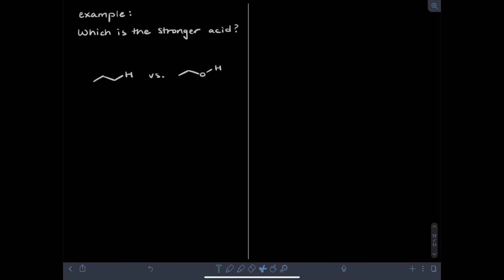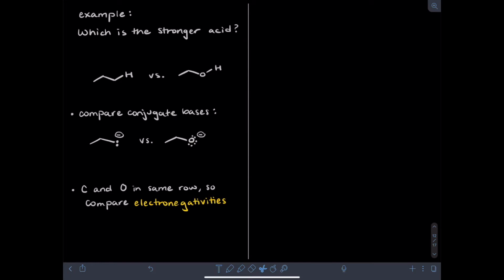As an example, let's consider which is the stronger acid, this carbon-containing molecule compared to an alcohol. We'll want to think about what is the conjugate base of each of these acids. The conjugate base of the carbon compound is a carbon with a lone pair and a negative charge, and the conjugate base of the alcohol is an oxygen with 3 lone pairs and a negative charge.